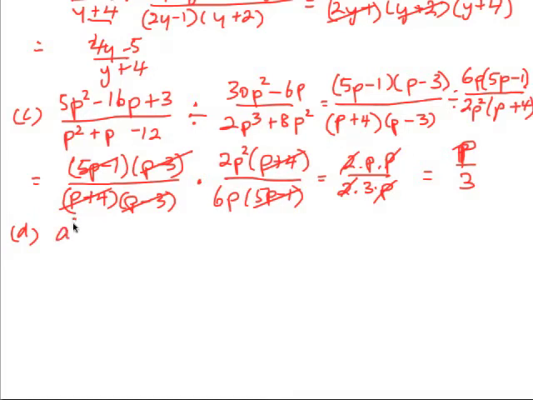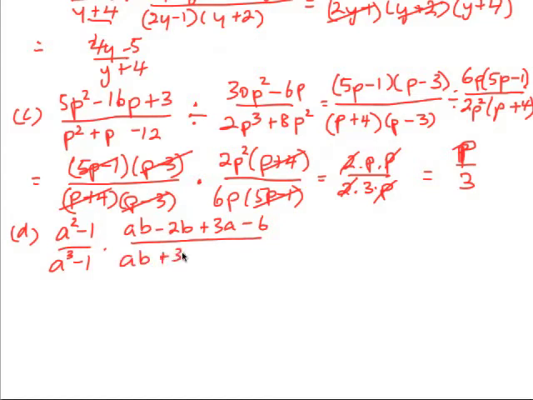Alright, part D. Okay, let's try one last one. So let's suppose I have a squared minus 1 over a cubed minus 1, and we're multiplying by ab minus 2b plus 3a minus 6, all over ab plus 3a, I should say, plus b plus 3. Okay, so notice that we're multiplying here.